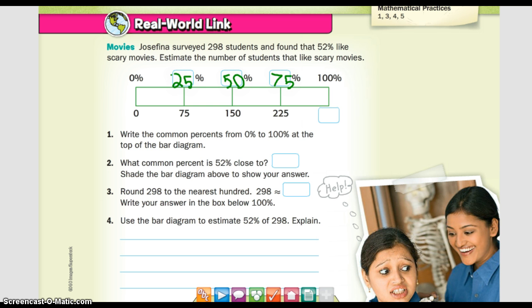So, second question is, what common percent is 52% close to? And that would be 50, because 52% here is like literally right here. It's really close. So, it would be 50%. Round 298 to the nearest 100. 298 is closest to 300 because you go here, go that one, and you know that's over 5, so then you round it to 300.